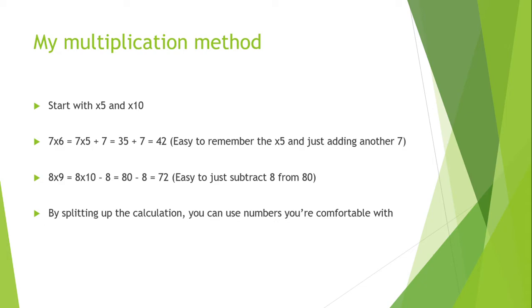Next, 8 times 9. There, you just split it by 8 times 10, and then you subtract the 8, which will give you 72. This is quite an easy way to use the multiplication tables, instead of having to specifically remember what 8 times 9 is. By splitting up the calculation, you can use numbers you're comfortable with.